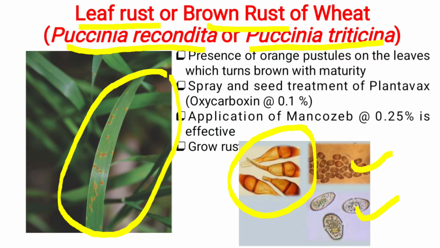Okay, so the symptoms will include the presence of orange pustules on the leaves which will turn brown with maturity, and again a similar management practice for all the rusts can be followed, that is the application of Plantavax and Mancozeb along with growing rust resistant varieties.